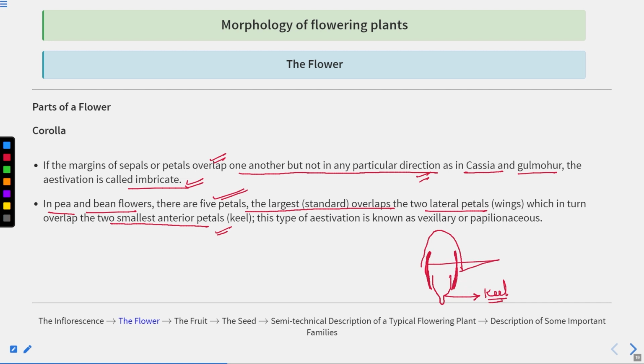This is called the wings. And this, the standard, is the largest petal, also called the standard. This type of estivation is known as vexillary or papilionaceous.